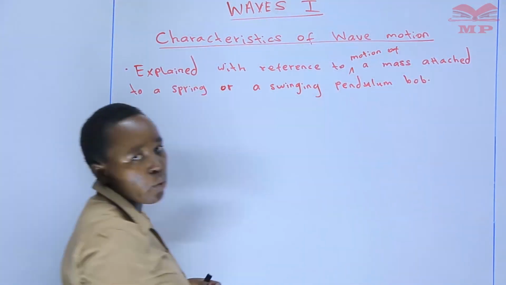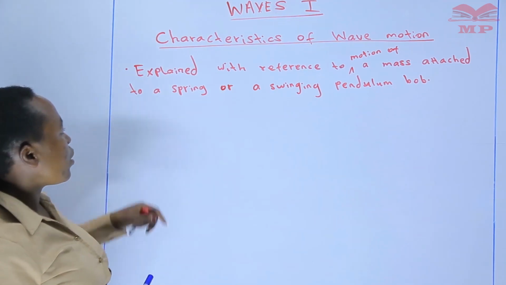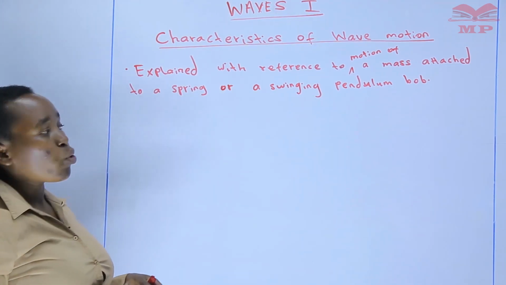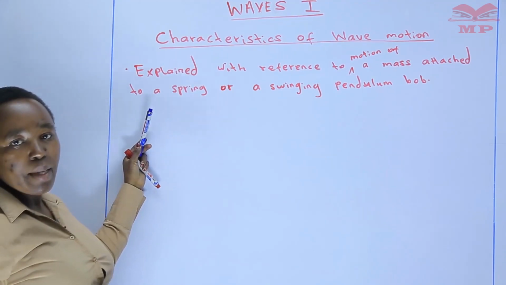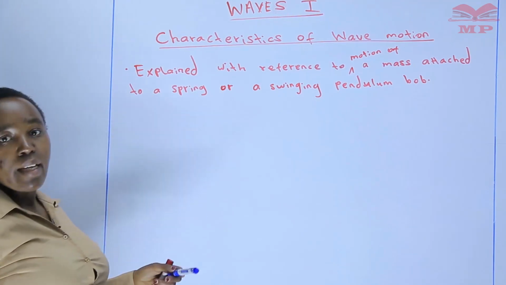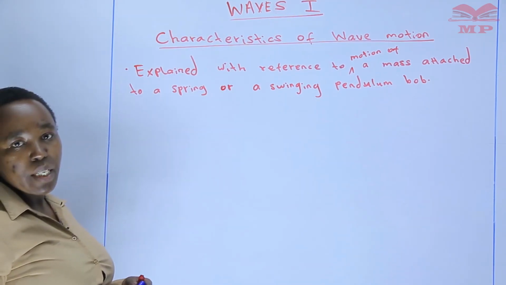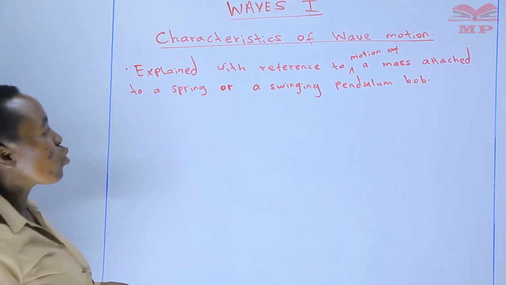A swinging pendulum bob. So in this, we can start with the first one, where we are talking of a mass that is attached to a spring. I'm sure you have learnt about a mass. You know what a mass is. In the previous topic, Hooke's law, you learnt about these masses, when it is attached to a spring, when you are defining or verifying Hooke's law.